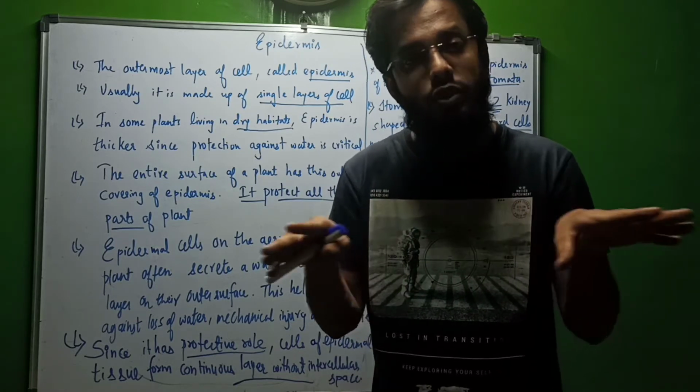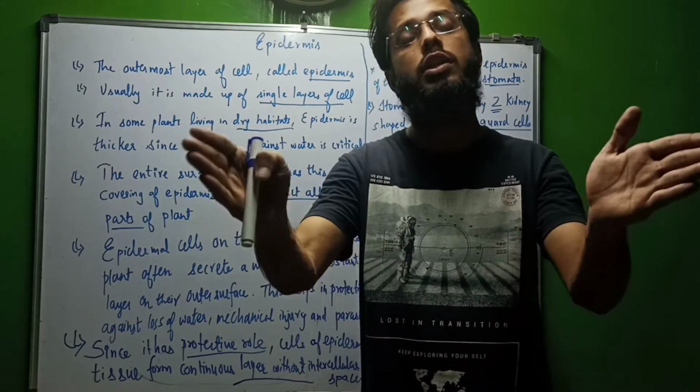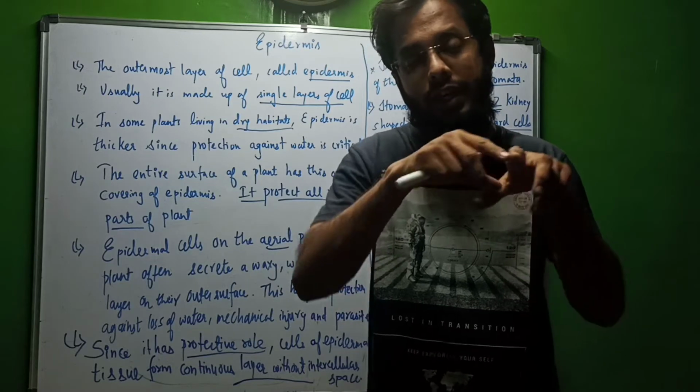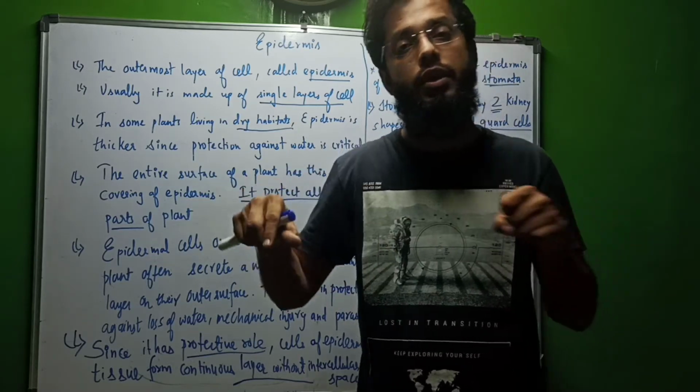So that's why there is no intercellular space. It is a continuous layer. उसमें कोई intercellular space नहीं है. ये tissues के cells के अंदर कैसा continuous layer है.